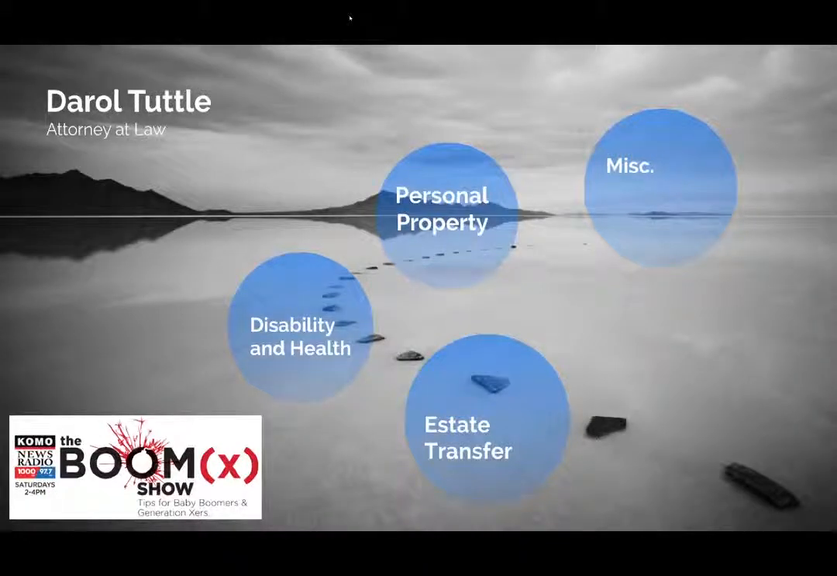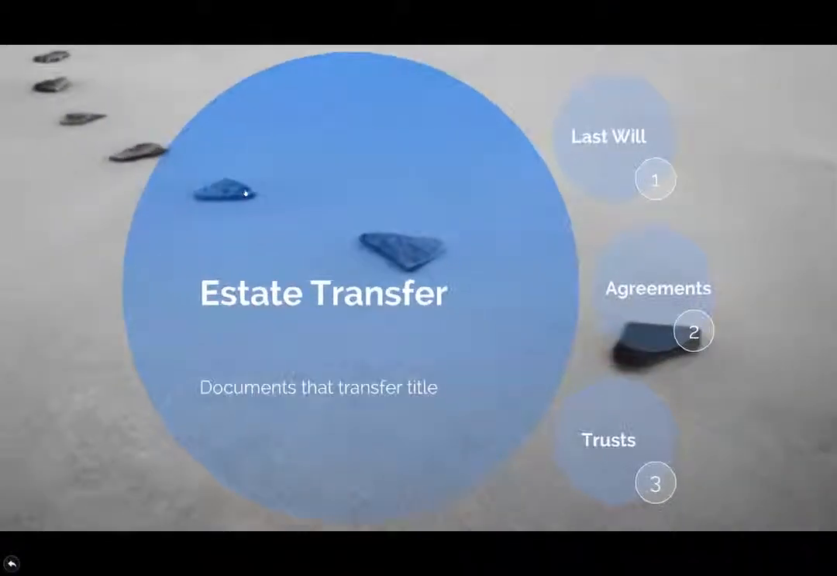The components of your estate plan include personal property directions, disability and health planning, estate transfer, and then a category of miscellaneous documents. Let's first begin with estate transfer. Estate transfer is really just the concept of moving assets of a deceased person to a living heir or beneficiary.